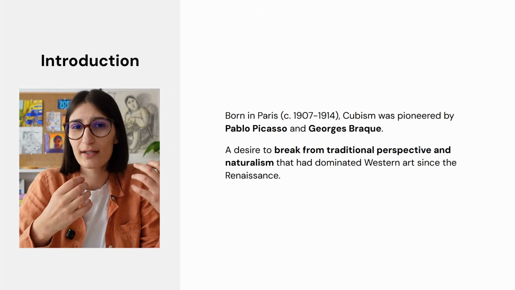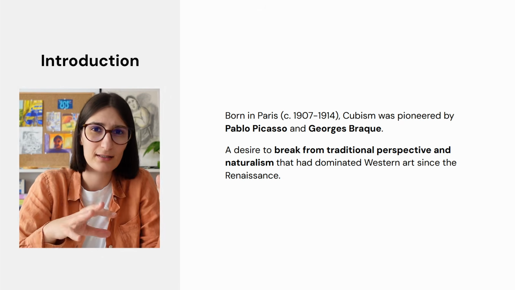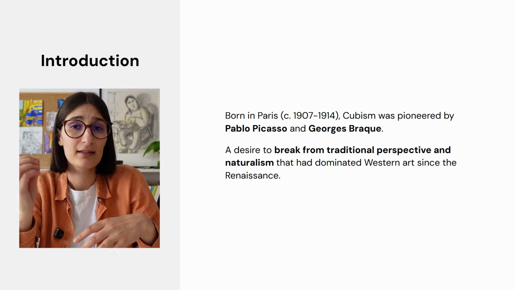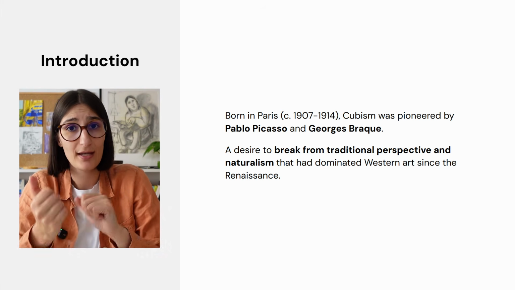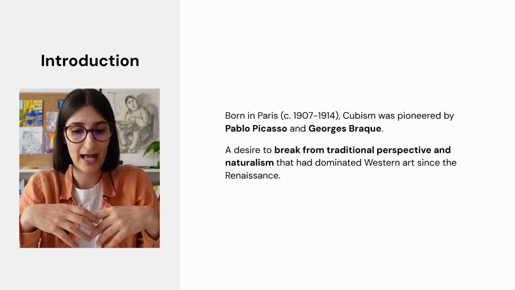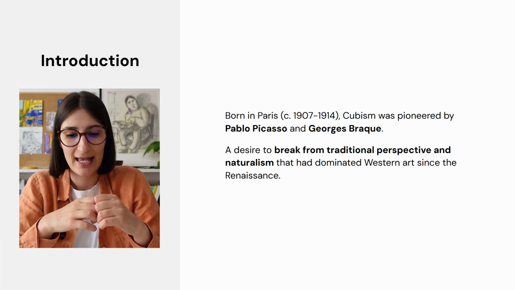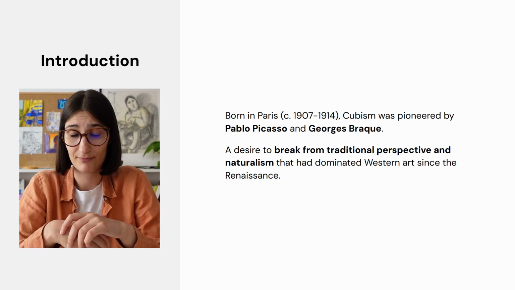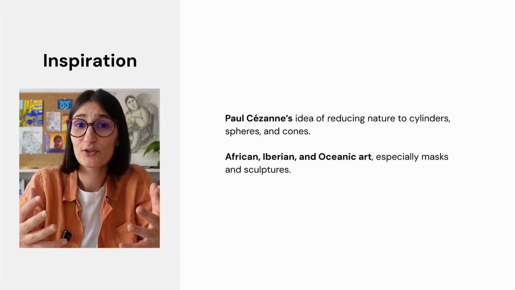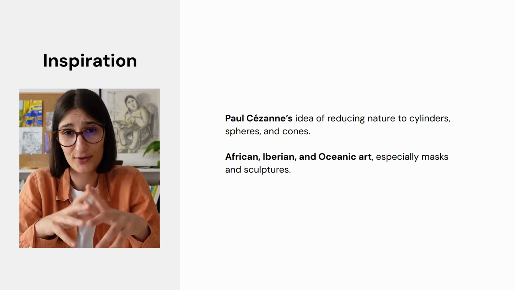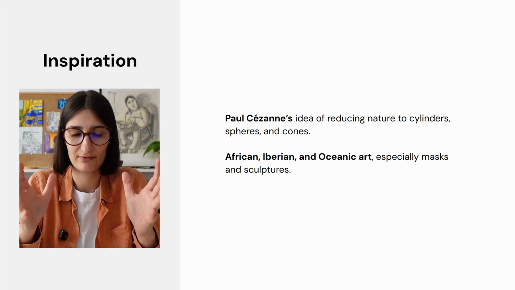So Cubism was born in Paris in the beginning of the 20th century, around 1907, and it lasted until 1914 when the First World War started, and it was pioneered by Pablo Picasso and Georges Braque. They had this desire of breaking from traditional perspective and naturalism that dominated Western art since the Renaissance. So they wanted to break these rules and create something new. They took inspiration from Paul Cézanne's idea of reducing nature to cylinders, cones, and spheres. So this idea of geometry was very, very important.